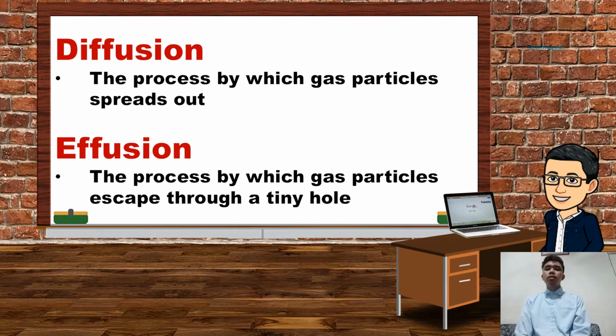Diffusion is the process by which gas particles spread out. Examples of it are the scent of perfume in the room and the smell of food in the kitchen. Effusion is the process by which gas particles escape through a tiny hole, such as the loss of gas in a balloon and the slow escaping of air in a tire pinhole. Diffusion and effusion are related to one another since we are talking about the rate at which gas particles move.